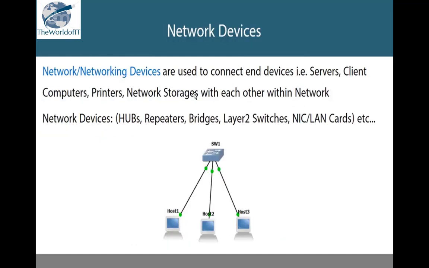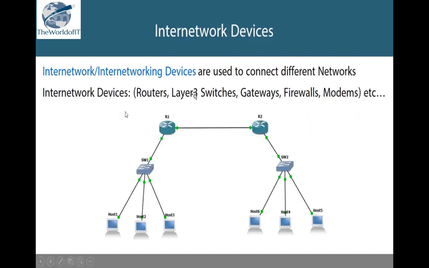Network devices. Networking devices are used to connect devices such as servers, client computers, printers, and network storage with each other within a network. Network devices: hubs, repeaters, bridges, layer 2 switches, NICs, LAN cards, etc. Internetworking devices are used to connect different networks. Internetwork devices: routers, layer 3 switches, gateways, firewalls, modems, etc.